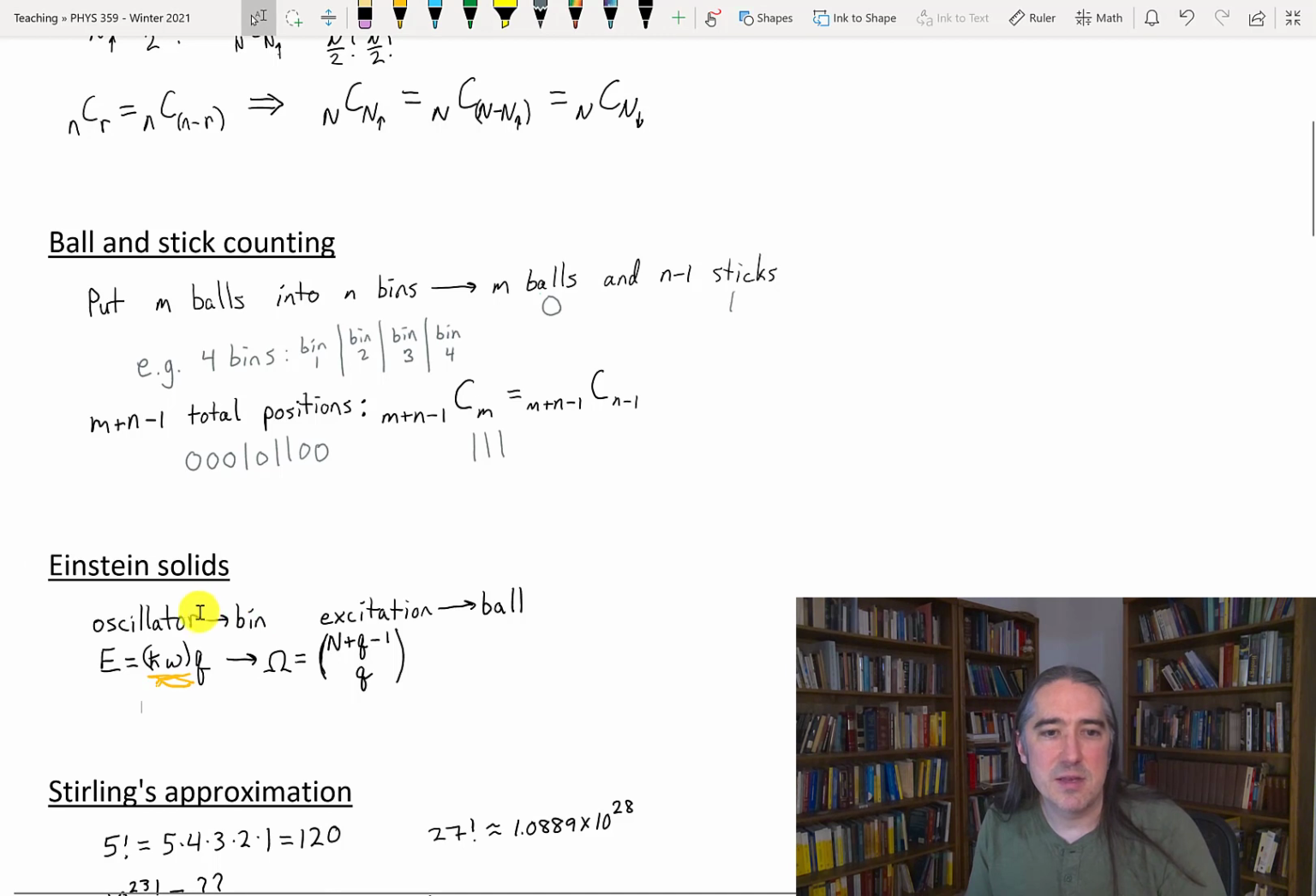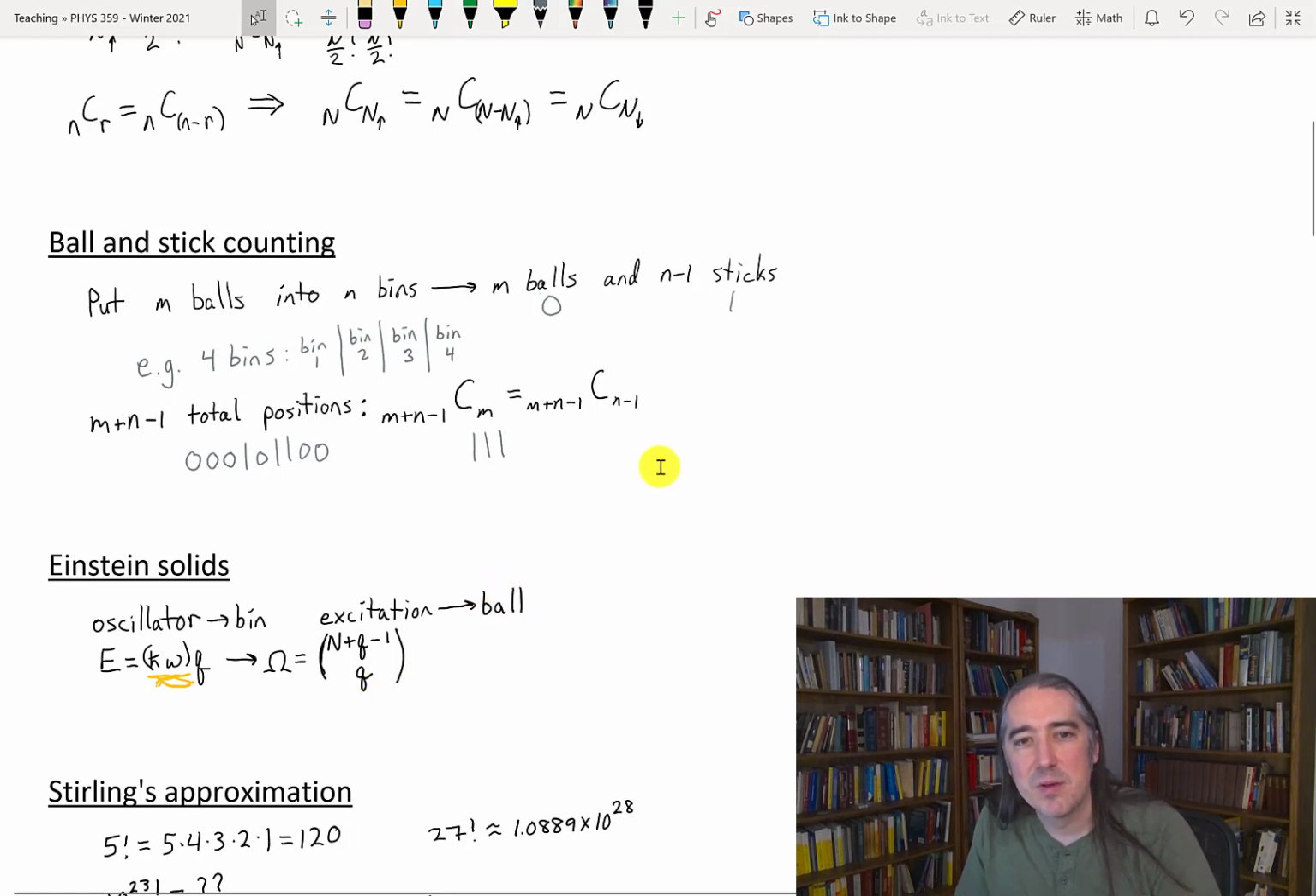Since we're saying that the atoms correspond to bins, so there are N, capital N atoms, so N bins, and Q total excitations, so Q balls. So this is a ball and stick problem. N plus Q minus 1, choose Q. And this omega is the symbol we're going to use for the total number of microscopic states. Okay, so in this case, for the Einstein solid, it comes out as a combination, again, using the ball and stick counting.